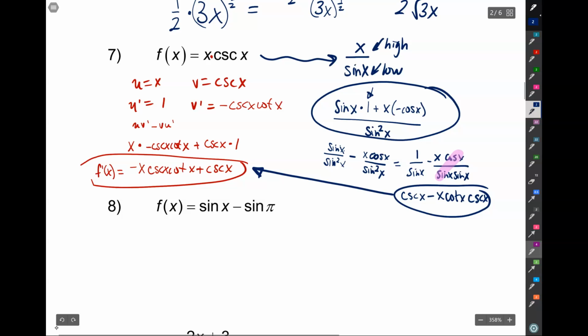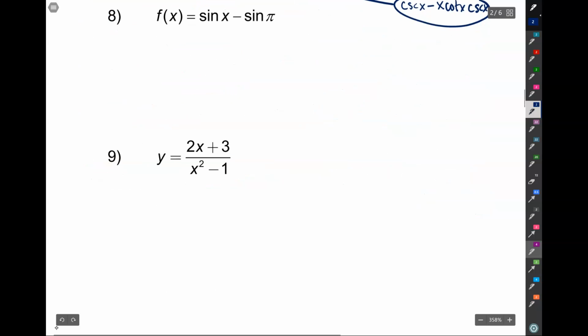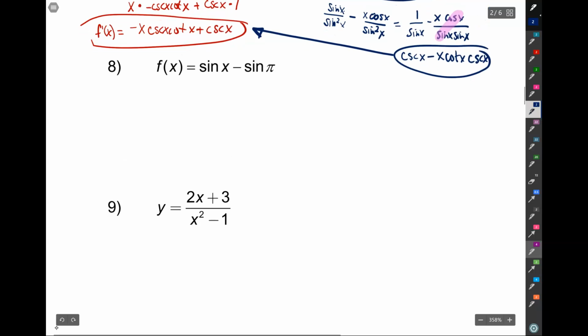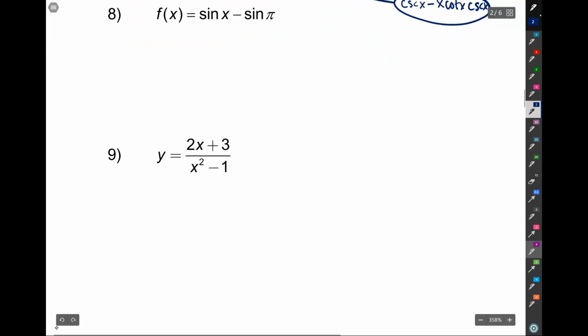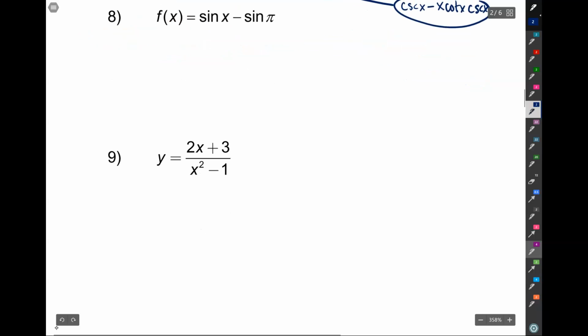Remember 8? When you like sine. What is the same answer as what we did before? The answer's the one in red. It's the same thing. All right, number 8.